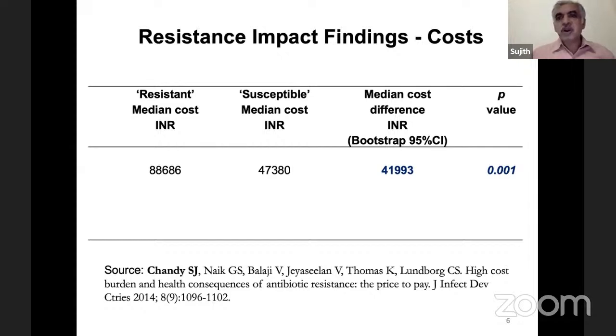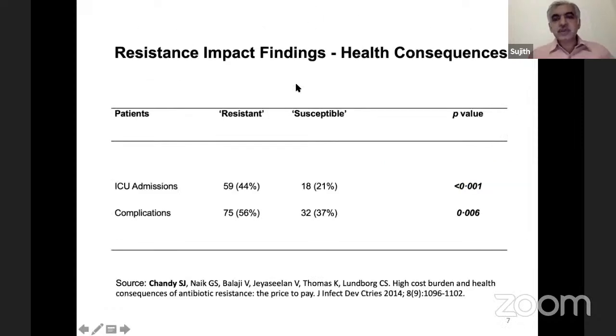But it's not just about cost, it's not just about the money. It's about the consequences of what happens in sepsis when everything is resistant. ICU admissions, much more in that group. Complications, much more in that group. Even the median length of stay was more than 3 days. And of course, mortality was also higher.